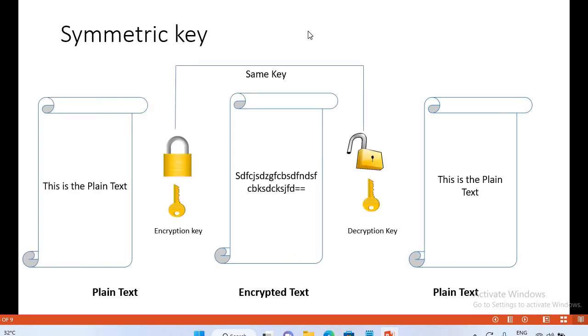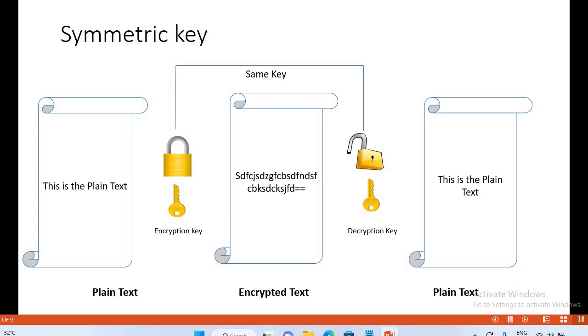What is a symmetric key? Symmetric key is a process where the sender and the receiver use the identical key to encrypt and decrypt. Whenever we do the encryption and decryption, both the keys are the same. So how it works: the sender and receiver share the same secret key for encryption and decryption.